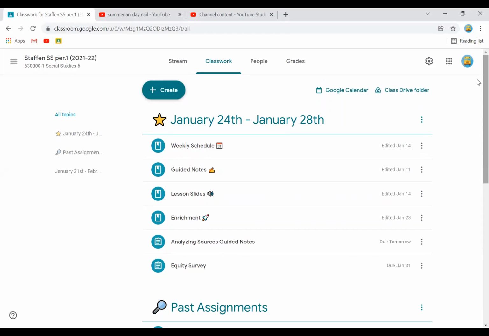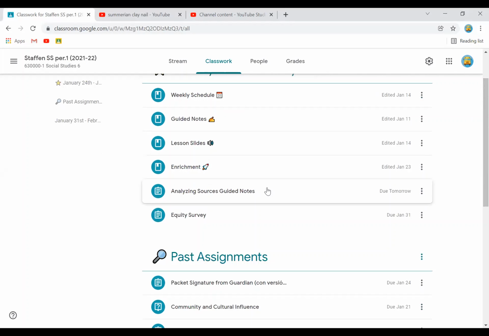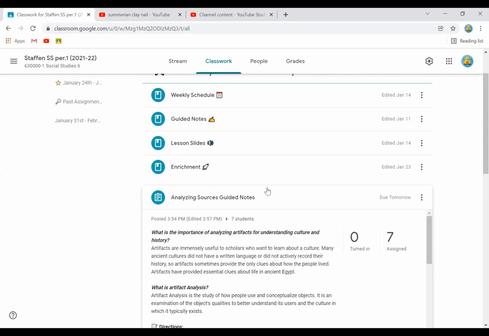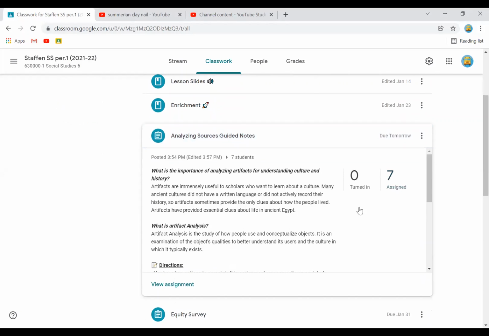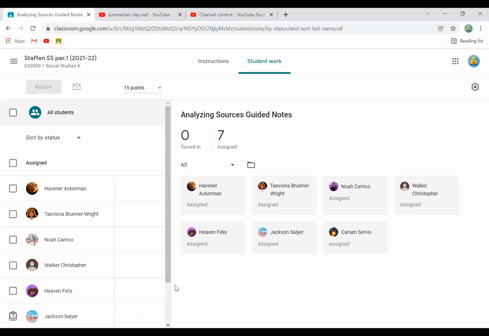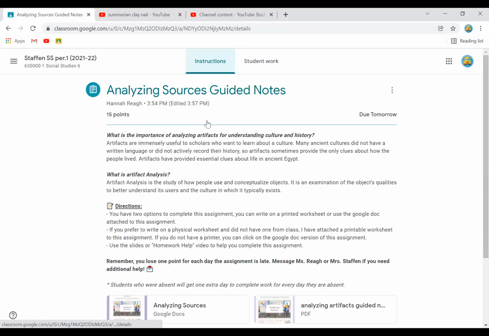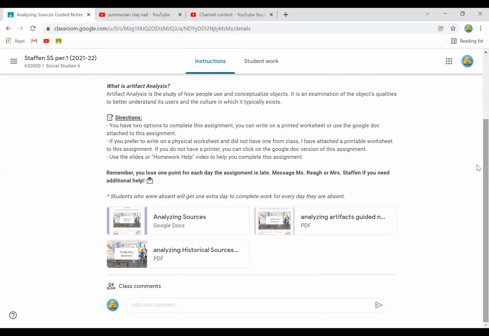On Tuesday, we did analyzing sources. It's due tomorrow if you were present for class. If you were absent, you get 1 day extra for every absent day. So I have a few options here.